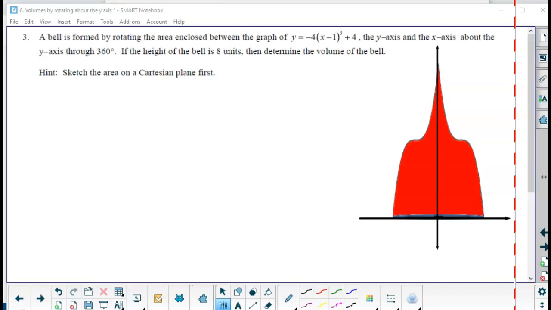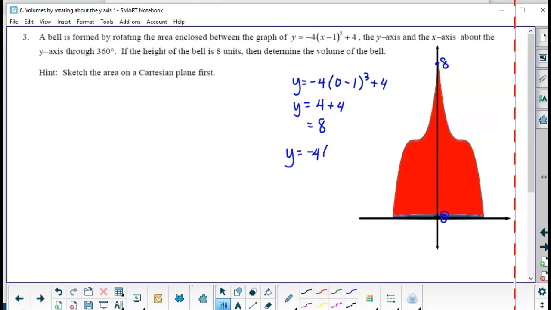So starting at 0, draw an x and y-axis through it. So it goes to 0. It actually tells you the height of the bell is 8, but that kind of makes sense. It's the y-intercept. So when you put 0 in for x, you get -4 times -1, which is +4, which is 8. Okay? And so we want to rotate this about the y-axis, so we actually have to get our function in terms of y.